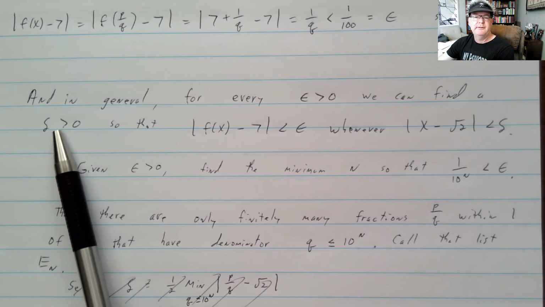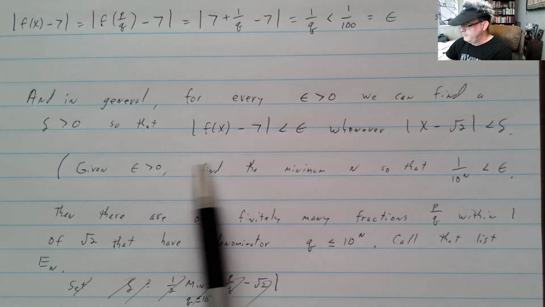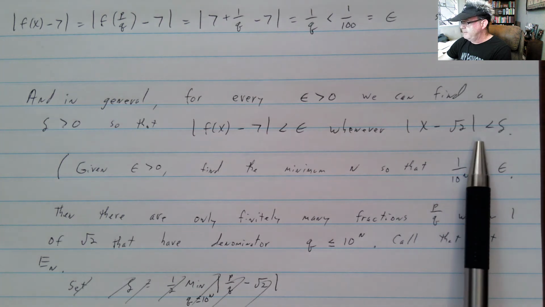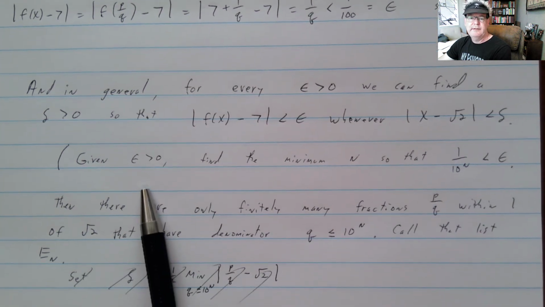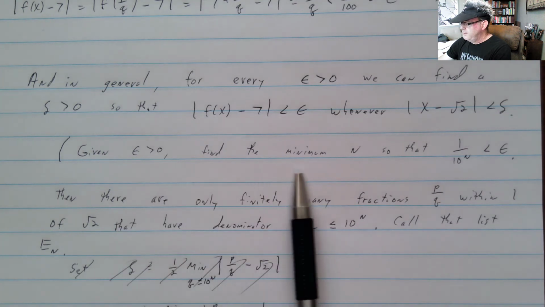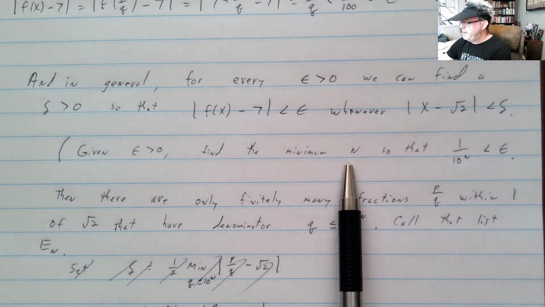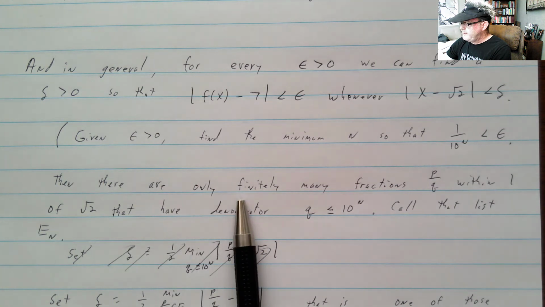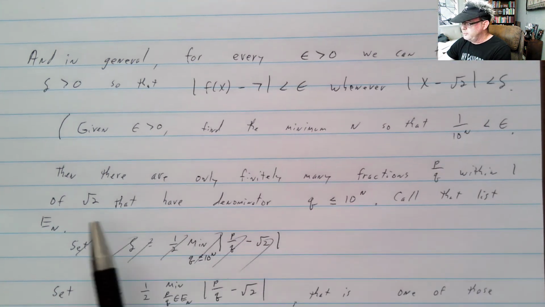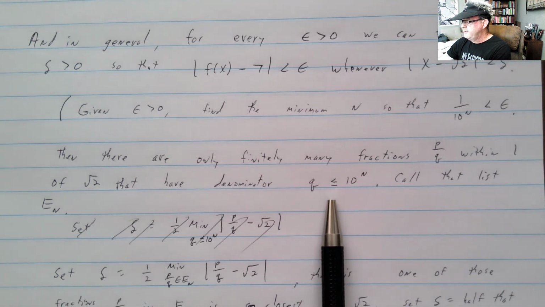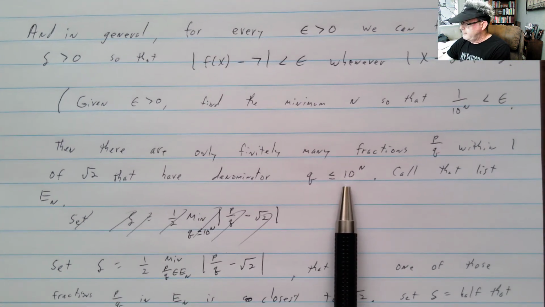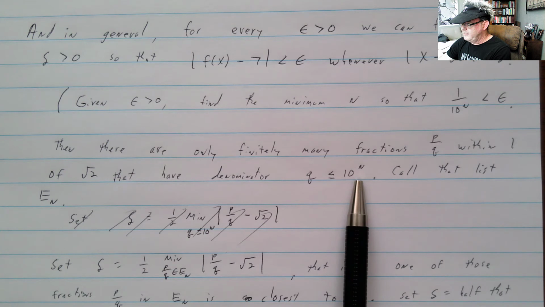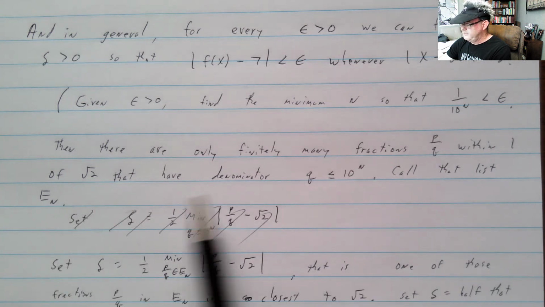And that can be generalized, right? So for every epsilon greater than 0, we can find a delta greater than 0, so that |f of x minus 7| is less than epsilon whenever |x minus root 2| is less than delta. And you just do the same thing. Given the epsilon greater than 0, here I did it with 10 to the n. So find the minimum n so that 1 over 10 to the n is less than epsilon. Then there would only be finitely many fractions p over q within 1 of root 2 to have denominator q smaller than 10 to the n. And I decided to call that list set E sub n with this exponent. So that list of all those fractions, you call that E sub n.